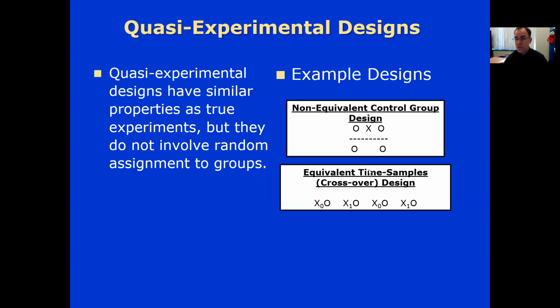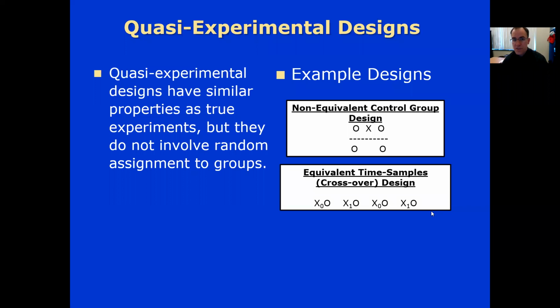Another way is to control for the way that individuals were recruited, trying to recruit as close to similar groups as possible if you're not able to randomize them. So that's another way to control in these non-equivalent control group designs.